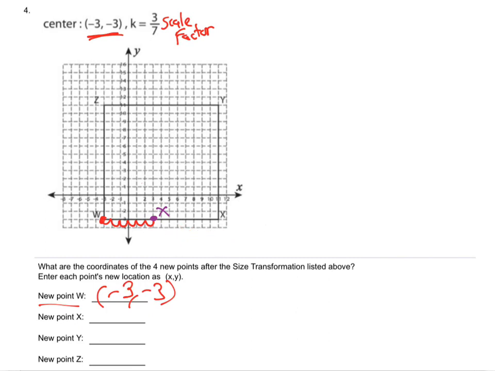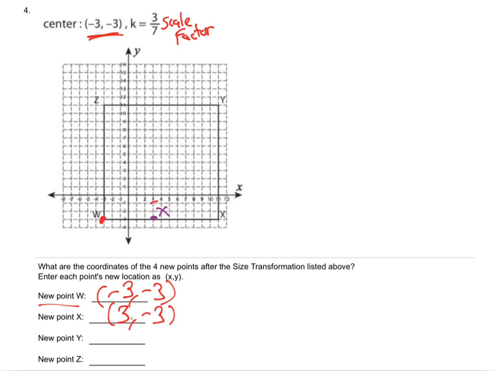Okay, next one. Oh, and what are the coordinates of that point X? Looks like it's over 3, down 3, doesn't it? Over 3, down 3 for that point X.